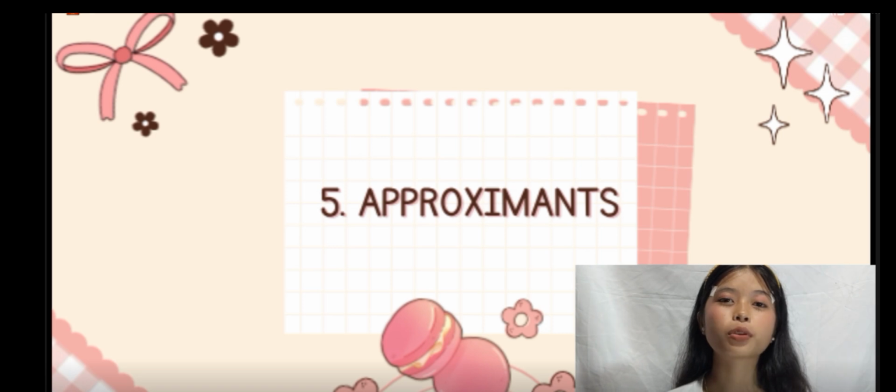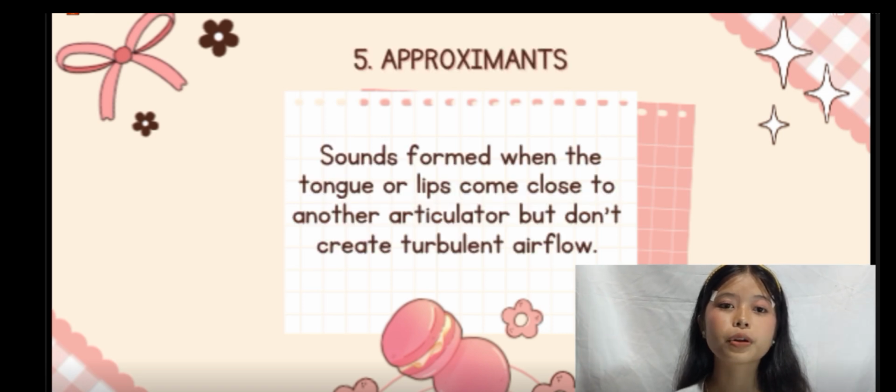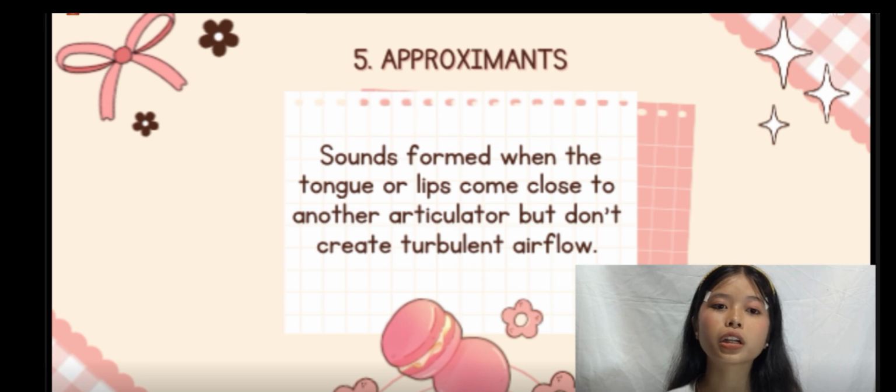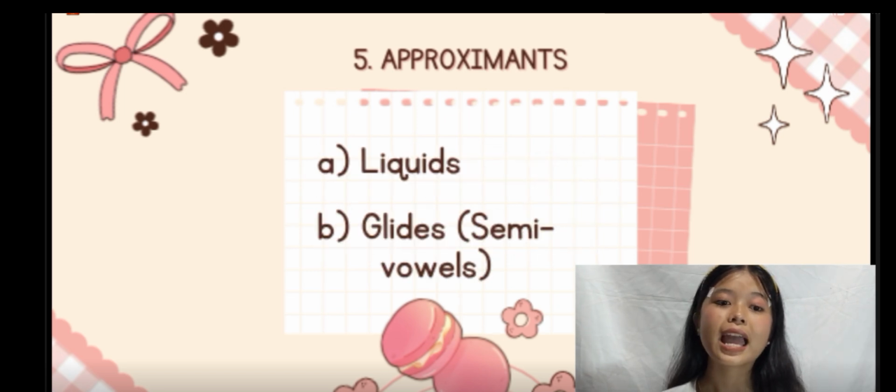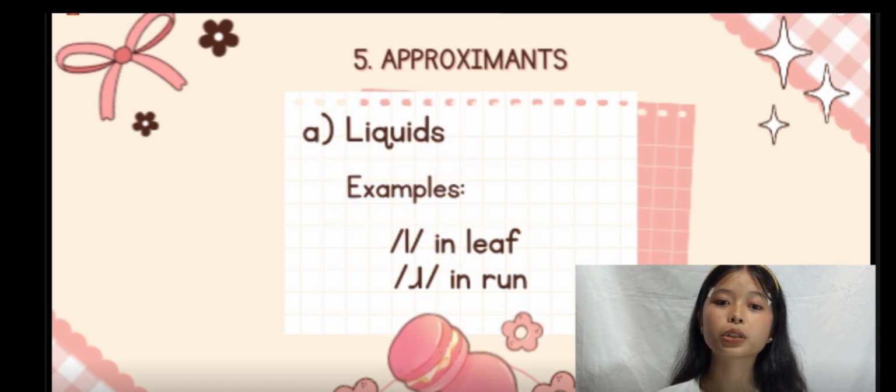So the fifth one is approximants. Sounds formed with the tongue or lips held close to another articulator but don't create turbulent airflow. Approximants are divided into two, which are liquids and glides or semivowels. Liquids sound similar to vowels but function as consonants at the beginning or end of a syllable. Example, l in leaf, r in run.